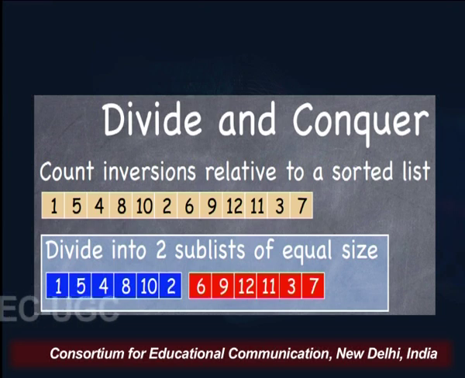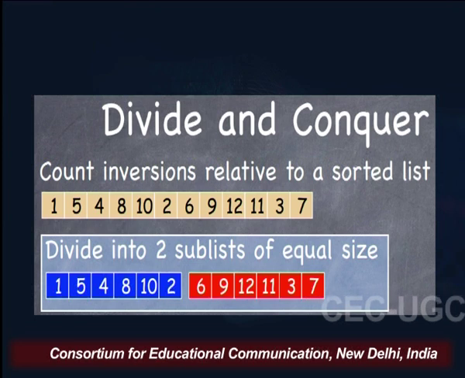Taking 4, so 4 and 8, no inversion; 4 and 10, no inversion; 4 and 2, yes, there is an inversion, that makes 3. Then 8 and 10, no inversion; 8 and 2, there is an inversion. So total inversions 4, and then 10 and 2, yes, there is an inversion. So total inversions 5. So if we count the inversions of the blue sublist of the main list, we have 5 inversions in blue.